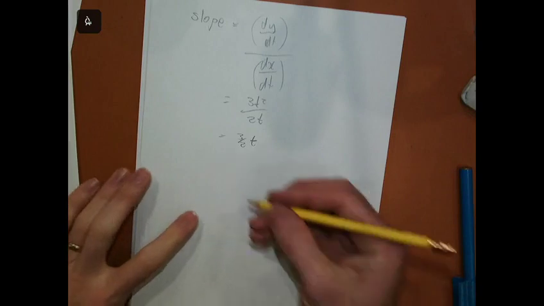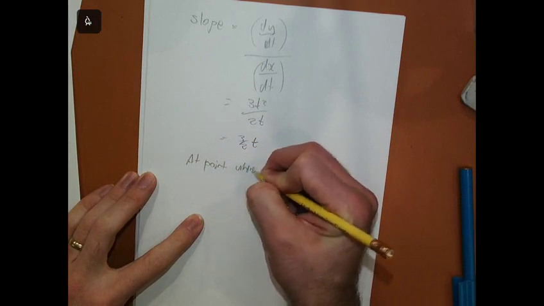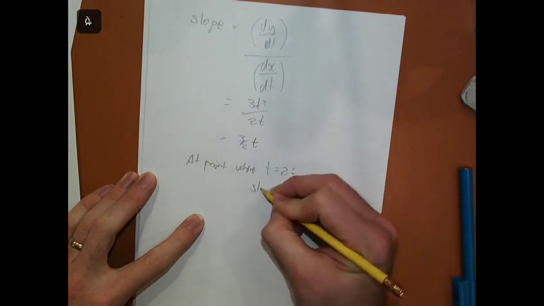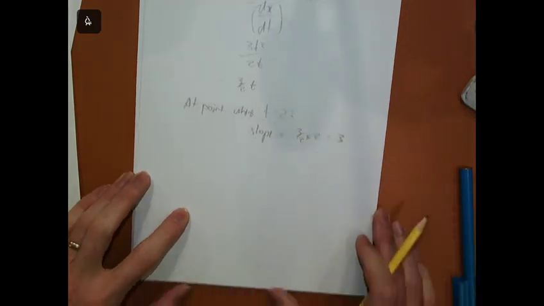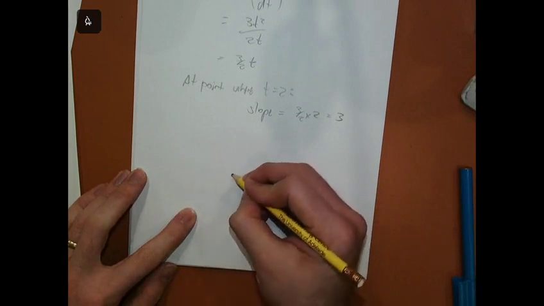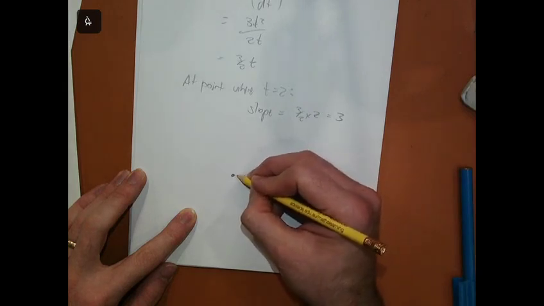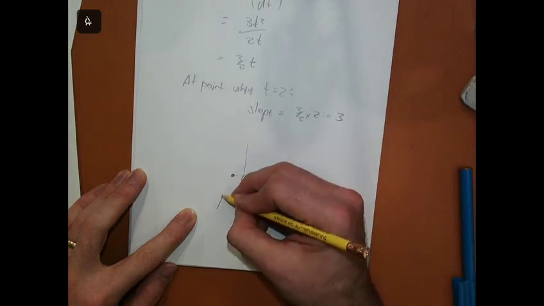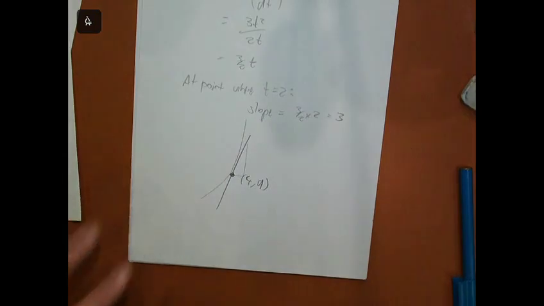And we actually want to know what the slope is at t equals 2. So at the point where t equals 2, the slope is equal to 3 on 2 times t, which is 3. So basically what that means is that my curve here at the point 4, 9, the tangent here has a slope of 3. So for every one across it goes up 3. So it's like that. That's my tangent. My curve, I think, is on this side because the y is increasing faster than the x is increasing.